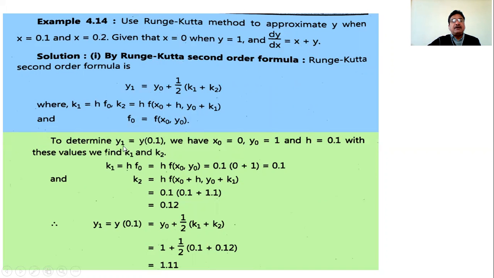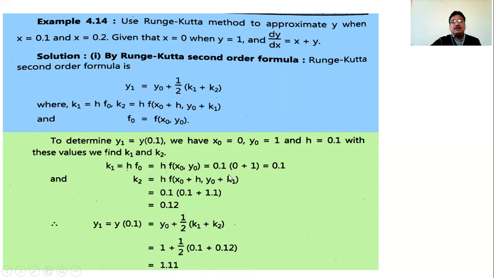So we have to find y1 at 0.1, and x naught is 0, that is the value of x, and y naught is 1, h is 0.1, that is the interval 0 to 0.1, where the value at 0 is given, x naught is 0, and x1 is 0.1. That is, we have to find the value at 0.1, and that is y1. So the formula for y1 is this. First, y0 is 1, and then 1 half k1. What is k1? k1 is h f naught. F naught means f of x naught y naught.